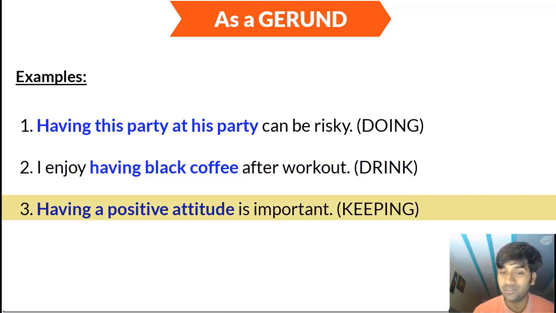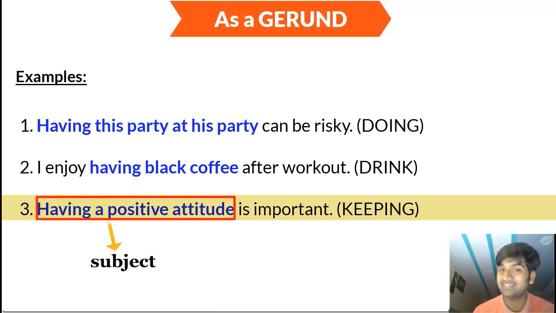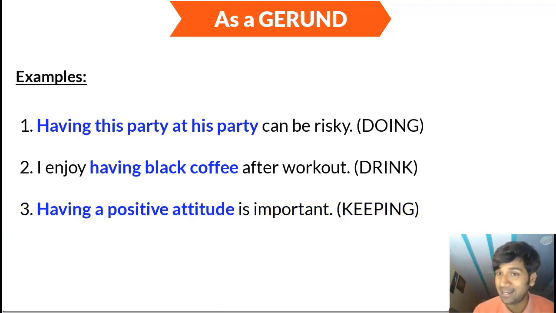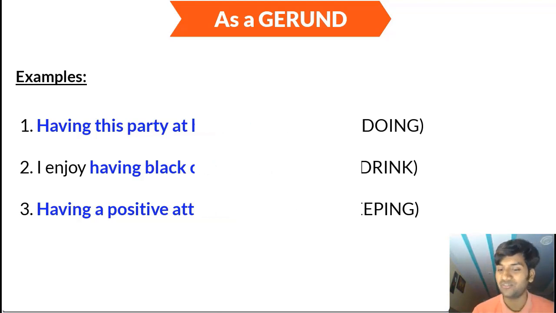Another example. Having a positive attitude is important. Now, what is important? Having a positive attitude. So here it's working as the subject of the sentence. In the second example, it was working as the object of the verb enjoy. So having can work as a gerund in a gerund phrase, right? As a noun. We just have seen that.